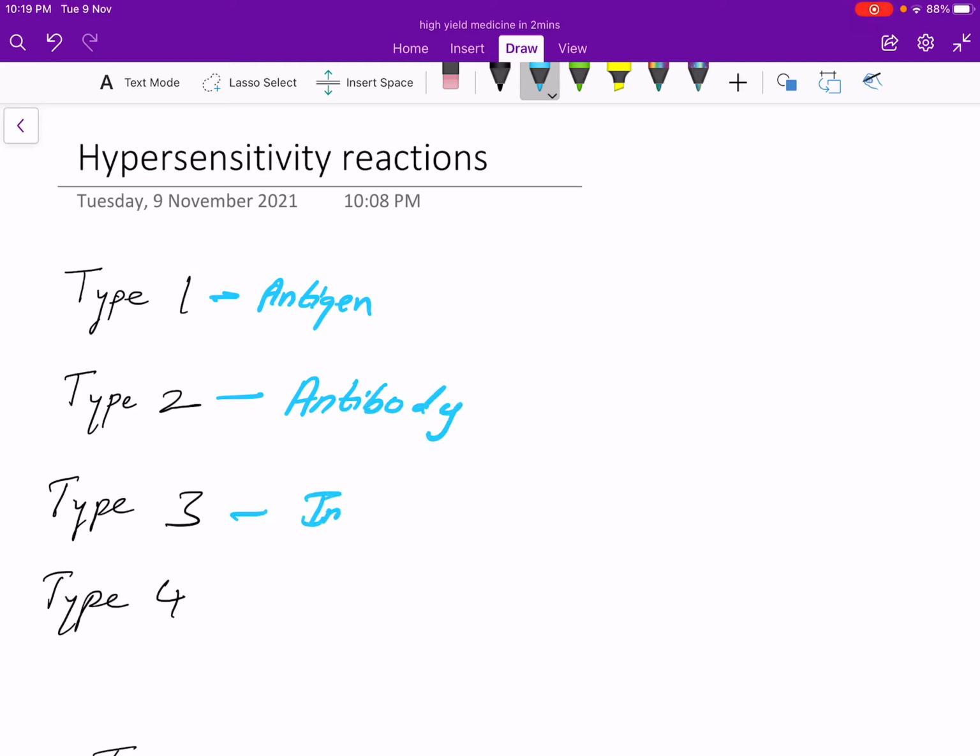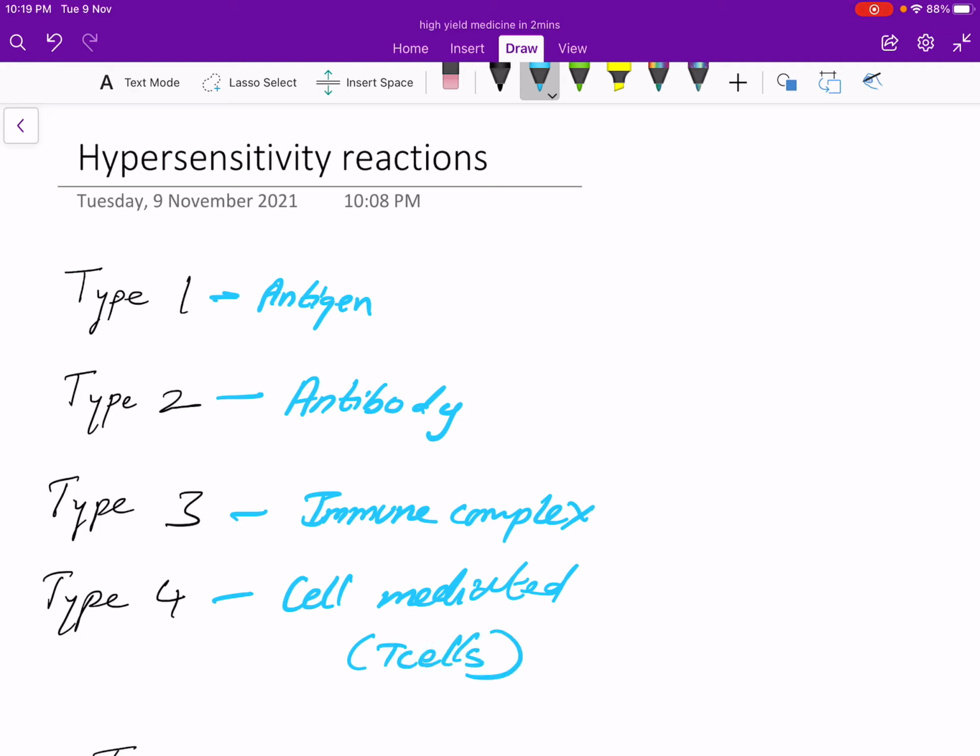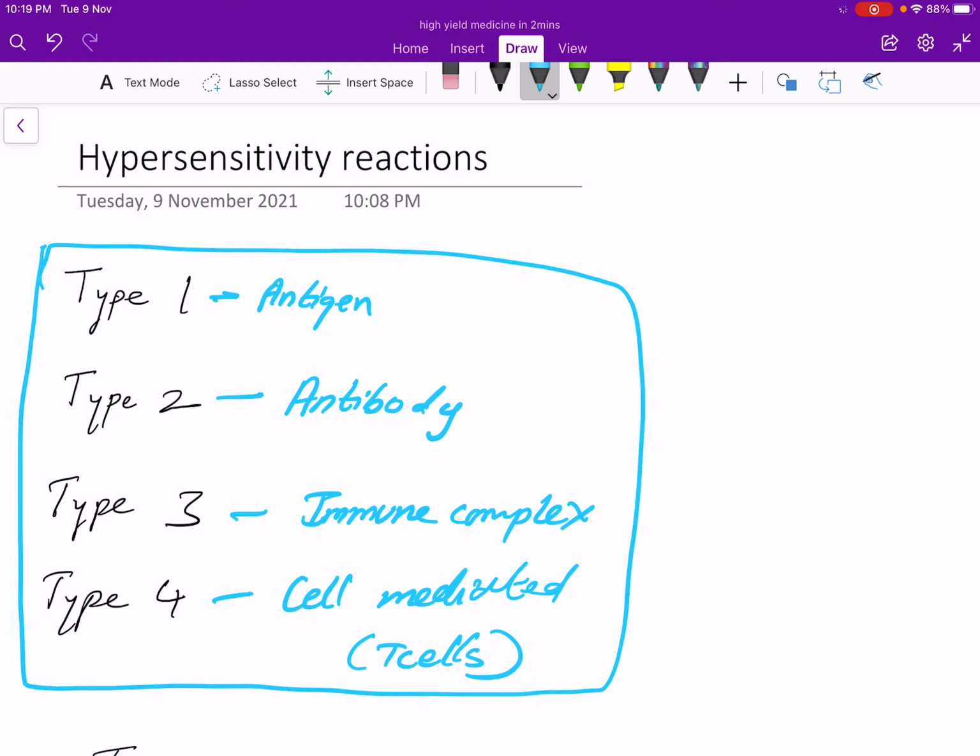Type 3 is immune complex mediated, and type 4 is cell mediated, and these cells are basically T cells. Now if you remember this and understand this, it's going to help you solve almost all of the questions that come on hypersensitivity reactions in any exams.